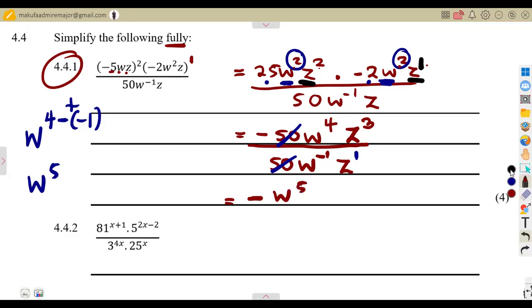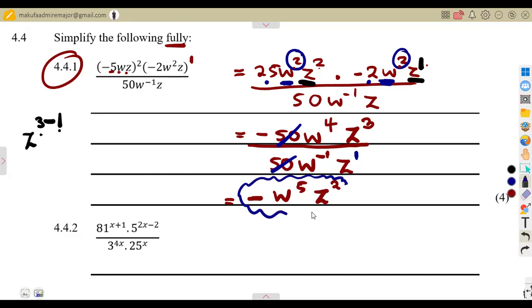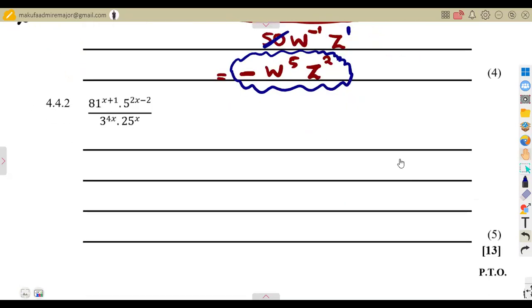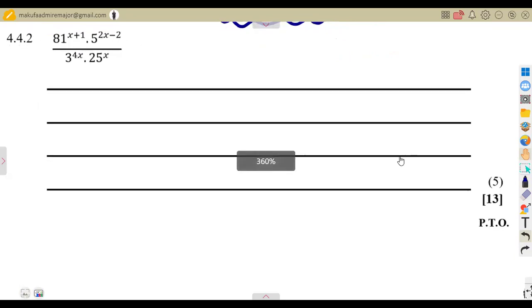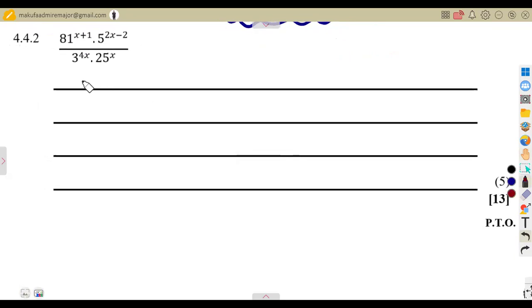Okay. Then you move on to the z. Again, you're dividing the bases, which are the same, so there you have to subtract your exponents. That's z to the exponent of 3 minus 1. 3 minus 1 is going to be a 2. So that's z squared. So this is what you're going to have at the end: minus w to the exponent of 5 z squared, just like that. So you have to be very, very careful. 4 marks for that.